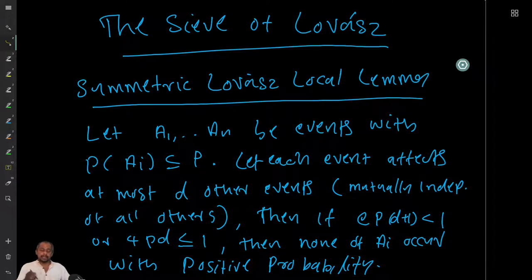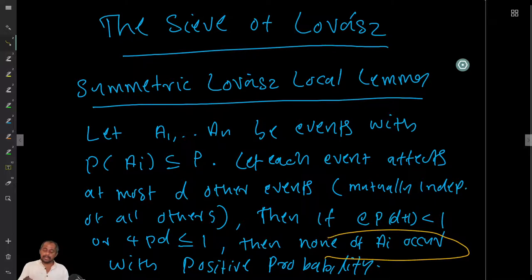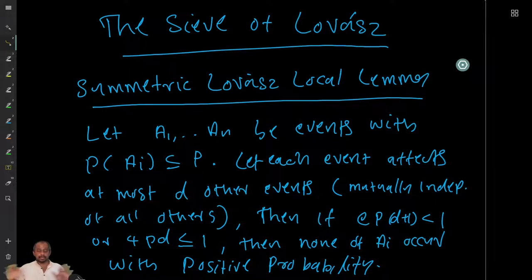For every event ai, you can find some subset where this event depends on at most d other events. Then if e times p times (d plus 1), where e is the base of the natural logarithm, p is the probability bounding all the events, and d is the dependence, meaning at most d other events can depend on ai, for every ai, if e·p·(d+1) is strictly less than 1, then the Lovasz Local Lemma says that none of the events ai occur together, with positive probability.